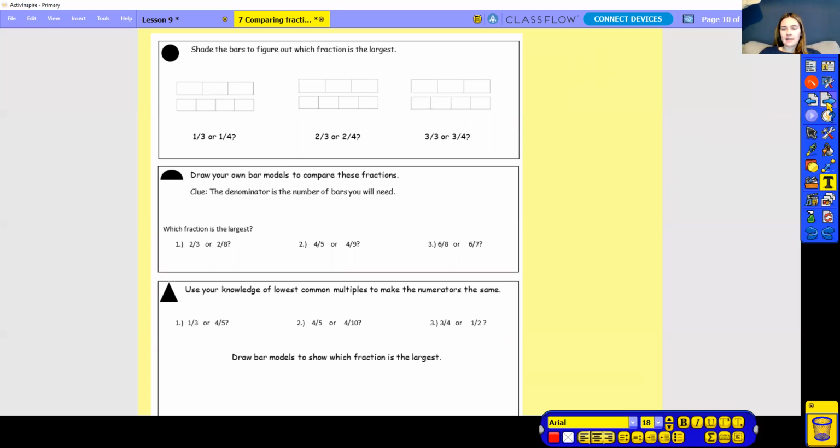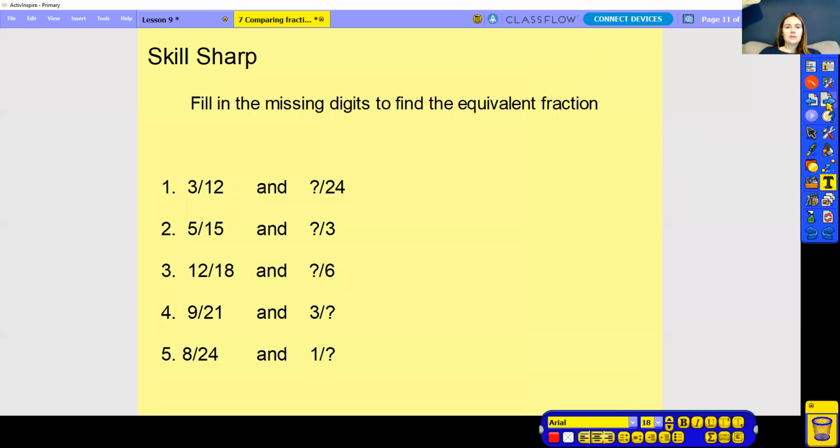You can get on with your work now, but I am going to put your skill shop on. So if you finish, you can come back and do your skill shop. Skill shop is there. Okay. So have a go at your skill shop and then send it to me and I will mark them for you.